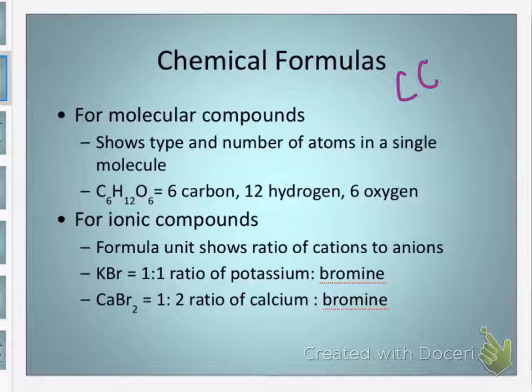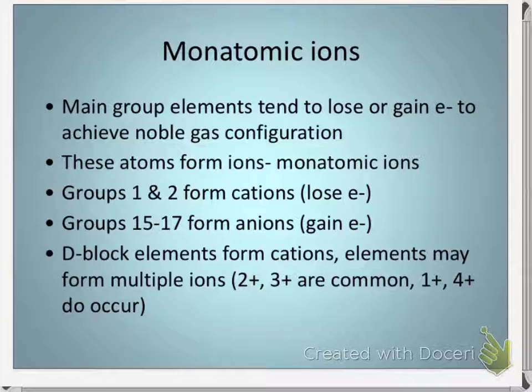And this is where I said you have to be really fast at knowing, oh, that's going to form a +1. That's going to form a -2. That'll be critical as we go forward with naming. So we're going to start off with the monatomic ions. Mono meaning 1. These are ions comprised of a single atom. And you already know that if it's in the main group, it tends to want to look like a noble gas. So we can predict how many electrons they're going to lose or gain.